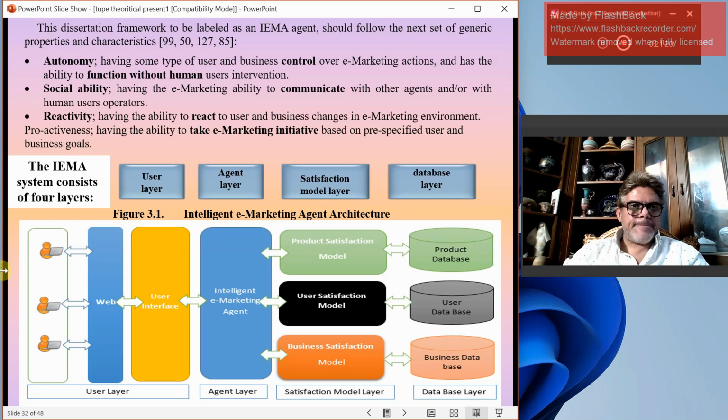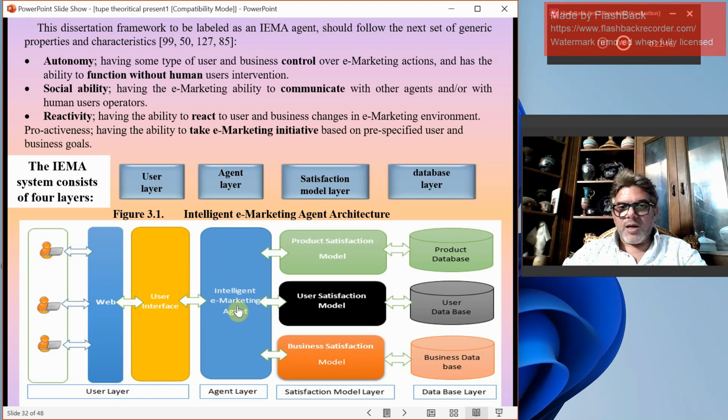So the basic e-marketing environment, intelligent e-marketing agent. I'm sorry, intelligent e-marketing agent. So we have the user level, which could be the business or the product agent and the user. And through the website, which we're going to have definitions for, and then the user interface, which is the user level, we're going to connect to the intelligent e-marketing agent or the product satisfaction agent, which is the agent layer. So it could be the business or the product or the user.